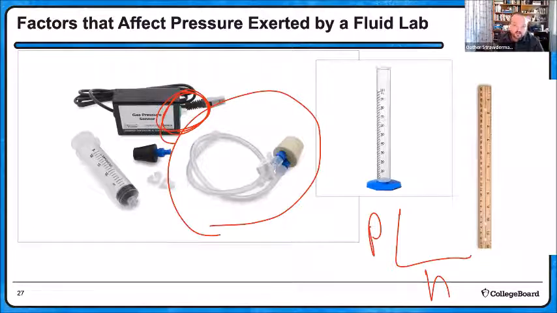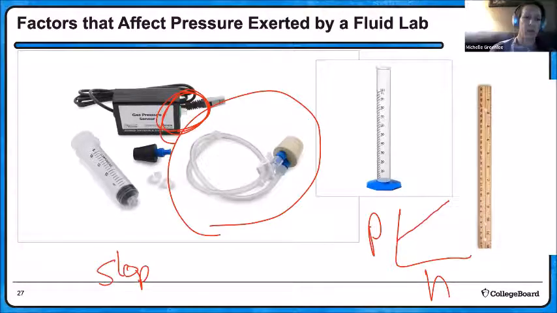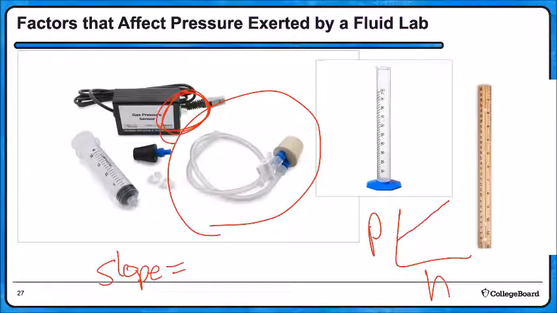What's neat is, once again, this is going to give you a y-intercept. And the slope is going to be what? What's the slope going to be equal to, y'all? It'll be density times gravity. Rho g. Yeah, exactly right.